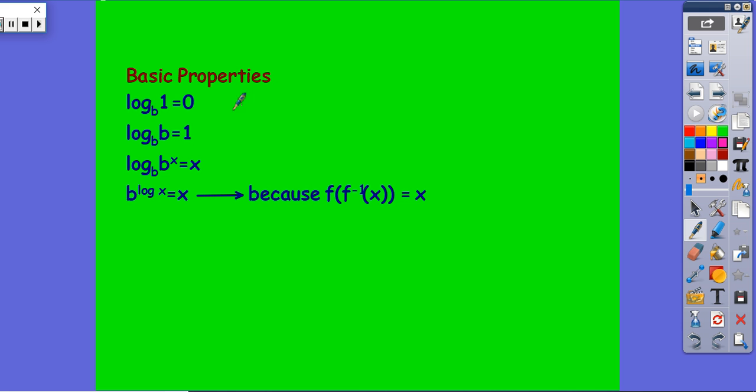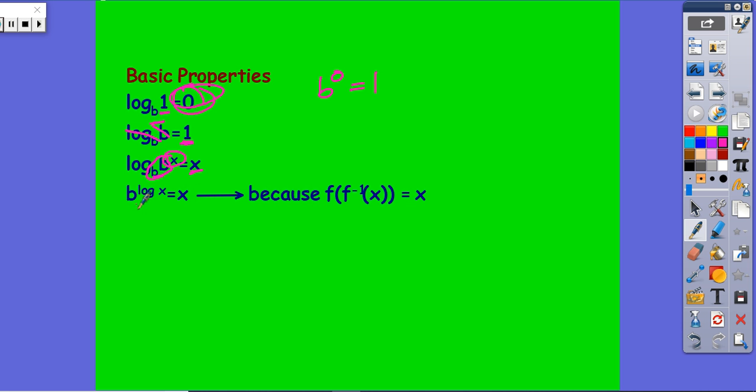Some basic properties of logarithms: if I take any log base b of 1, it will always give me a 0, because b to the 0 is always equal to 1. So I go backwards, log base b of 1 equals 0. Any log base b of b always equals 1. If your base gets repeated here, whatever the exponent is, it is.